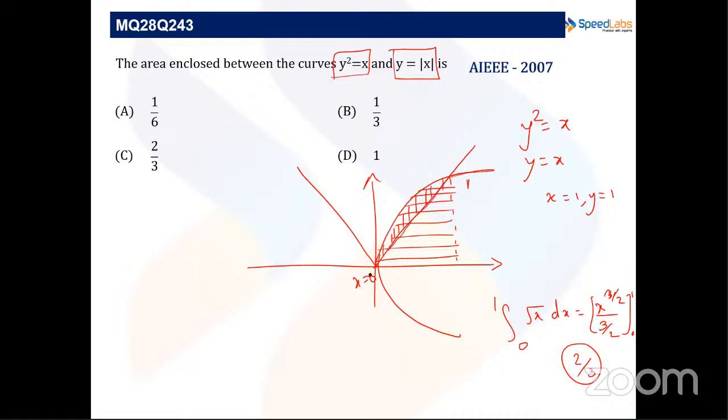So we have to subtract the area of this triangle. The area of the triangle will be half length into breadth, so it will be 1 by 2. So the shaded area will be equal to 2 by 3 minus 1 by 2, so that will be 4 minus 3 by 6. So the answer will be 1 by 6. So our required answer is option A.